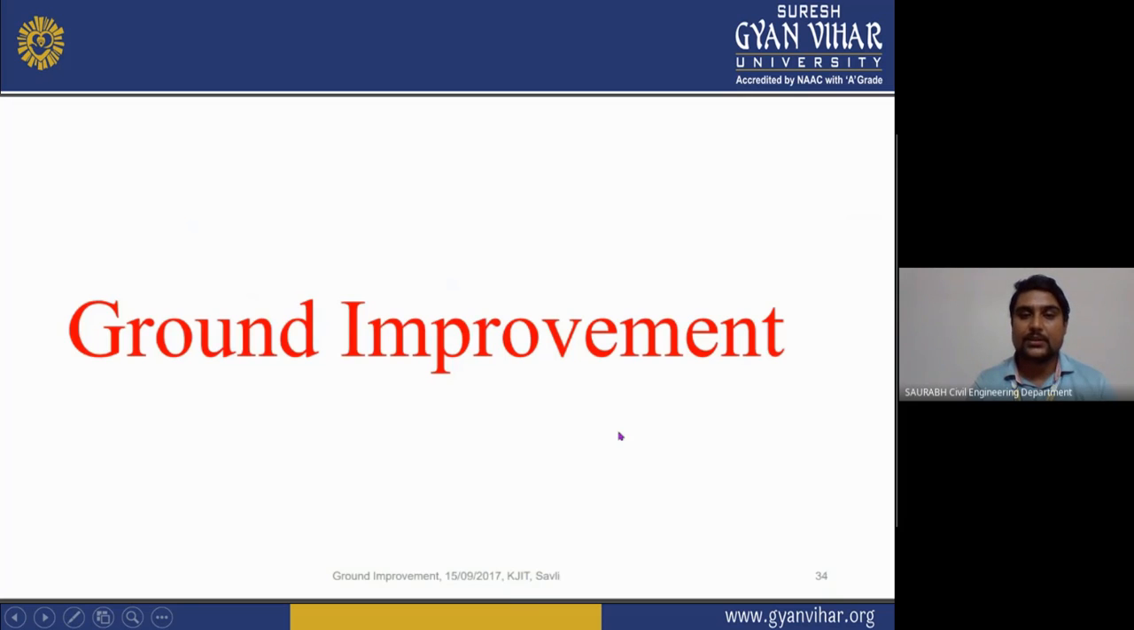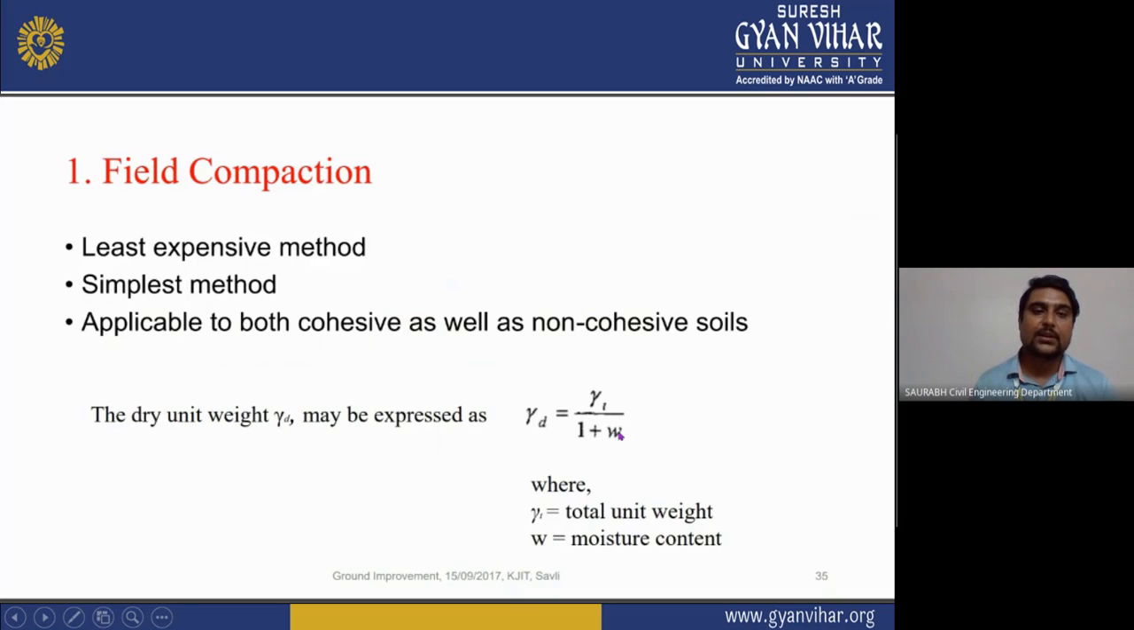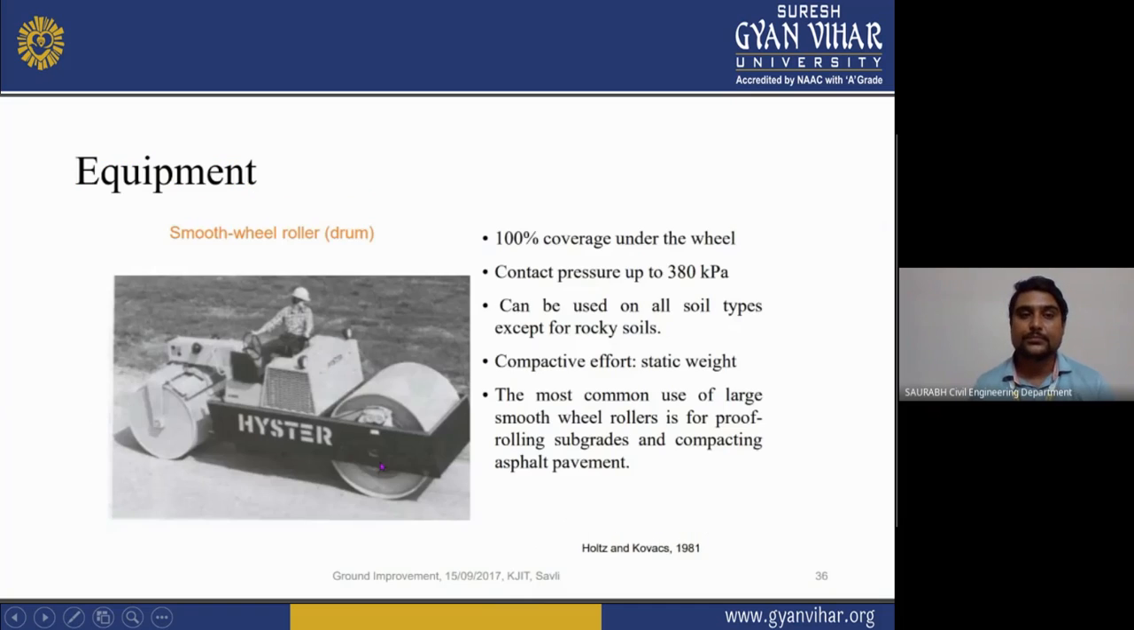Here we will see ground improvement. What is field compaction? First we will see, it is the least expensive method, a simple method, applicable to both cohesive as well as non-cohesive soil. The dry unit weight gamma D may be expressed as gamma D equals total unit weight upon 1 plus moisture content. We all know this, we have done it. You can calculate the dry density of your soil by using this formula.